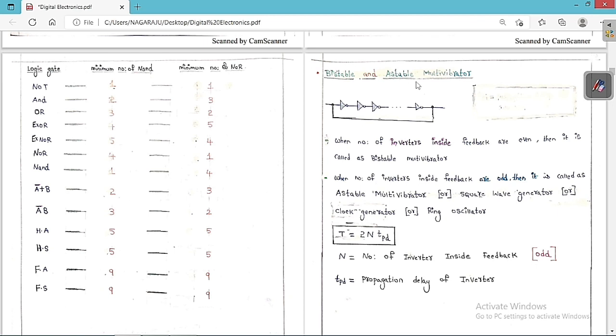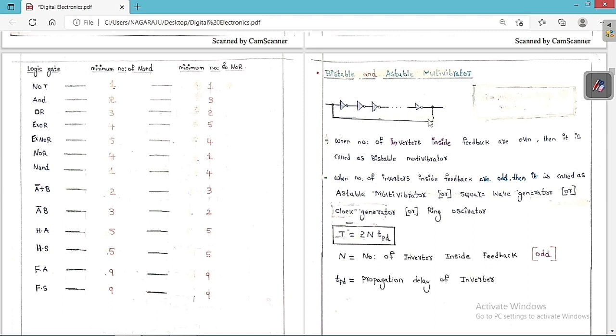So there is not even one stable state in the astable, and because of this reason, we call it the astable multivibrator. Now we are going to learn these two important concepts. You can see clearly here, these are called NOT gates. This is the first NOT gate, the second NOT gate, the third NOT gate, and so on, like there are n NOT gates.